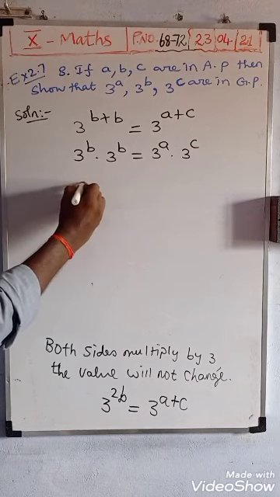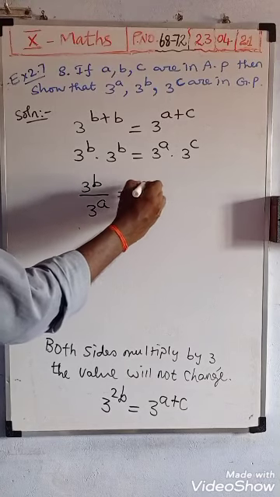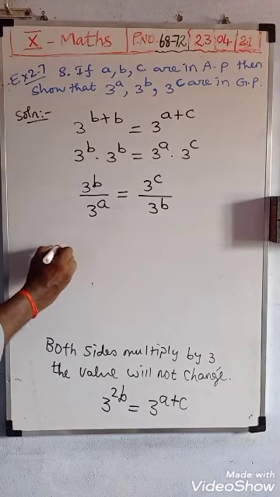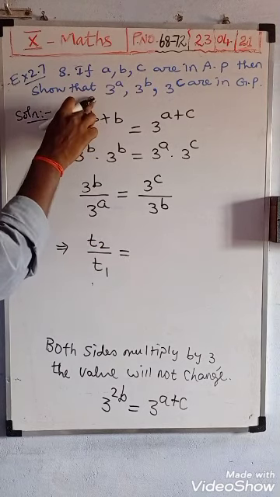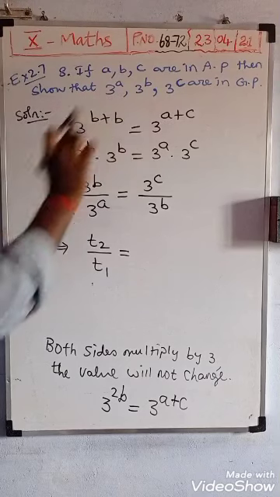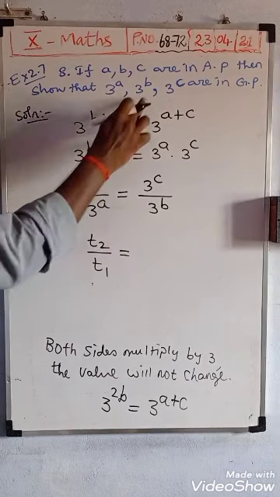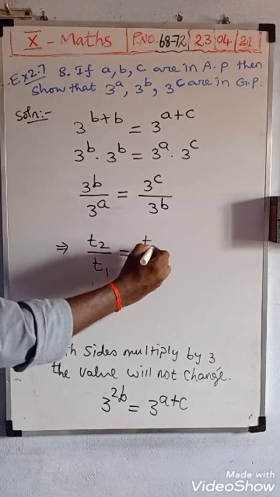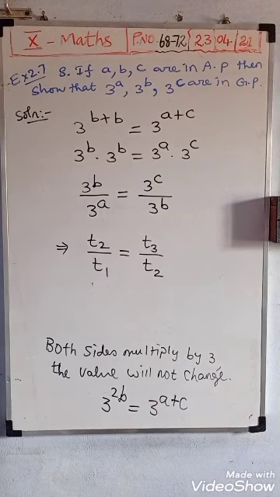Now 3 power b by 3 power a will come down, is equal to 3 power c divided by 3 power b. Actually, what is this? Here T2 by T1 is equal to, actually what we want to show is that 3 power a, 3 power b, 3 power c are in GP. GP means the ratios must be equal. So in this result, this is the second term, T2 by the first term T1, is equal to the third term 3 power c, T3 by T2. See now here the ratios have come equal.